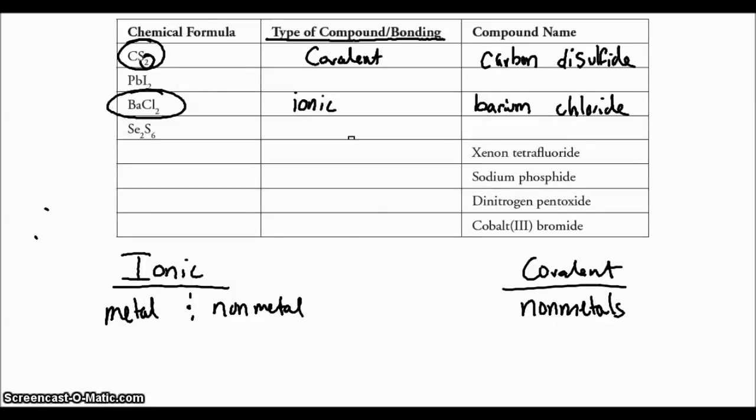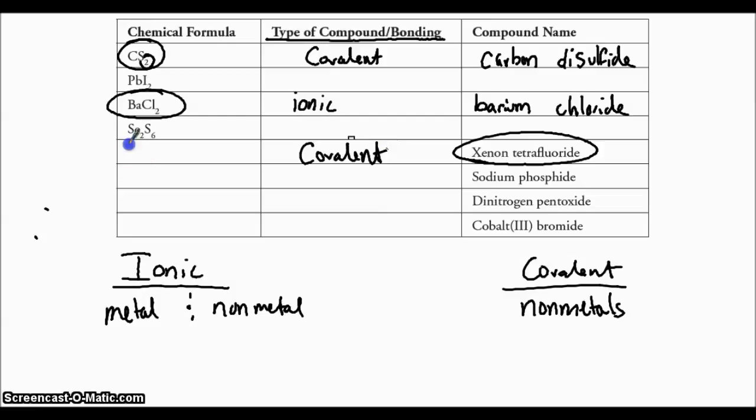So that was writing the name. Now let's review writing the formula. Just do a couple of those, and then you can get started on your work for the day. So let's look at this first one. Xenon tetrafluoride. You have to determine, is this ionic or covalent? Now we're working backwards here. So xenon and fluoride are both nonmetals, so it's covalent.